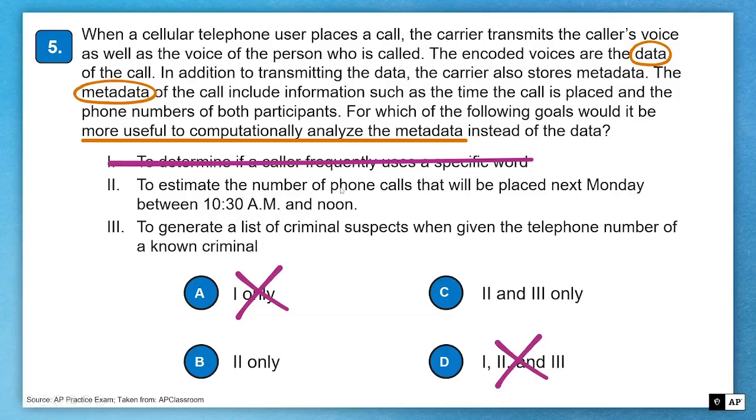For Roman numeral 2, the number of phone calls next Monday between 10:30 and noon, well, metadata does include the time, so that would be okay. To generate a list of criminal suspects when given the telephone number of a known criminal, phone numbers are metadata. So both 2 and 3 would be useful to use the metadata.